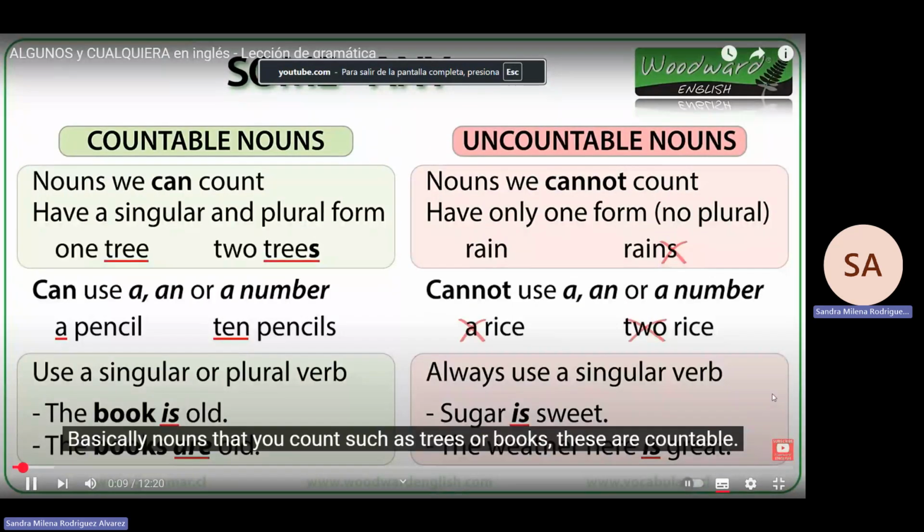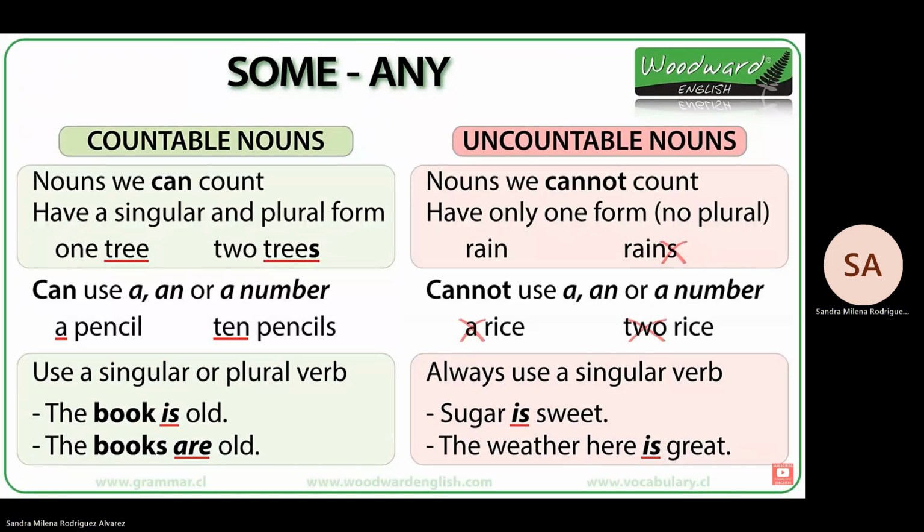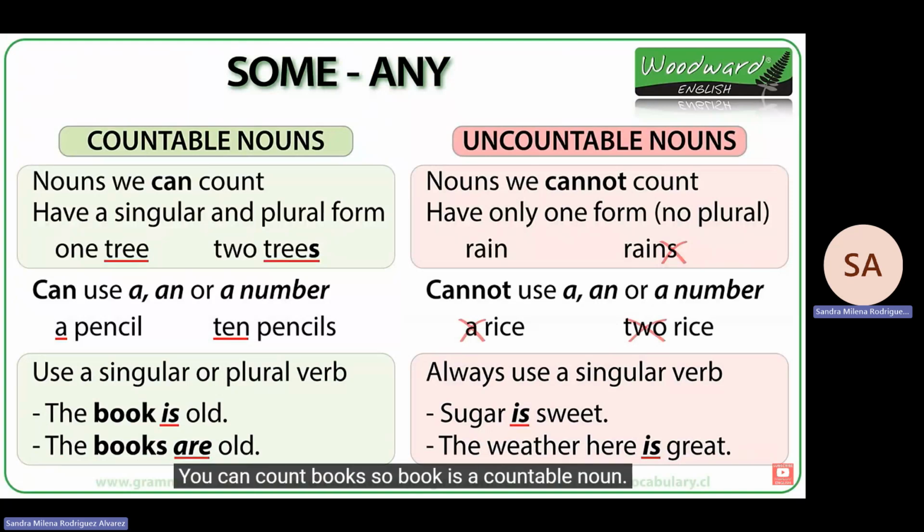Basically, nouns that you count, such as trees or books, these are countable. One book, two books, you can count books. So book is a countable noun.